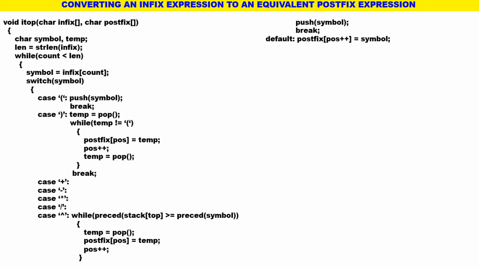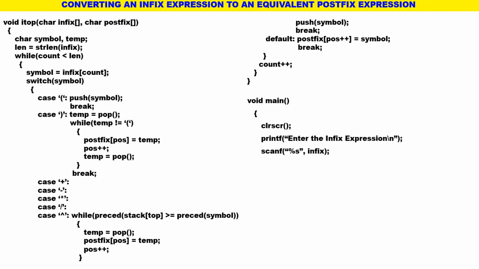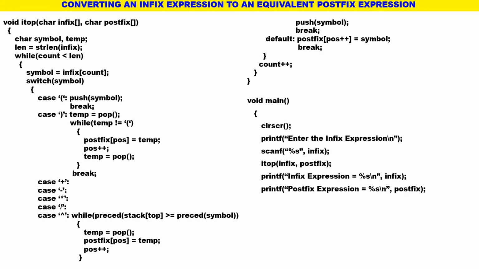Default means it is an operand. If it is an operand, directly put it into the postfix expression. That's what we did. And count plus plus. Next symbol, do the same thing. The main program is very simple. Enter the infix, read the infix expression. Call this function I to P. Printf the infix expression, print the postfix expression. That's all the main program.